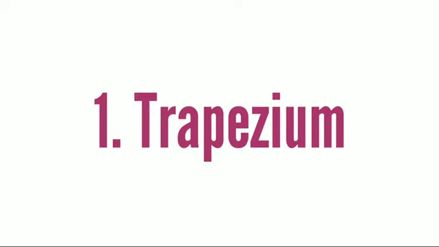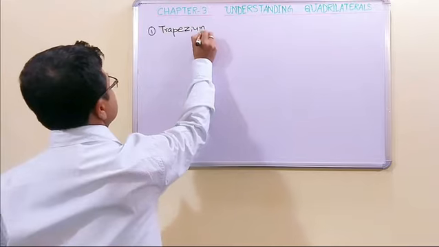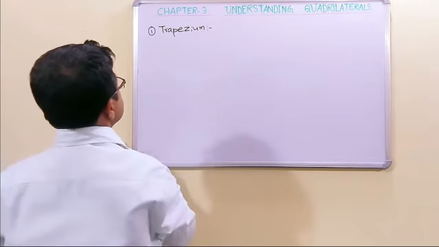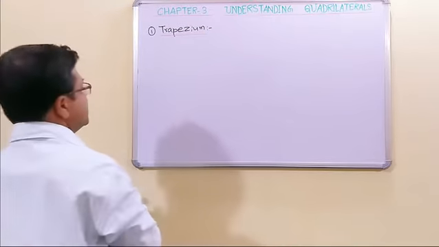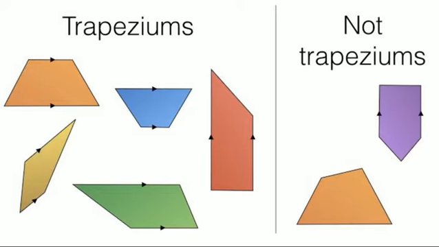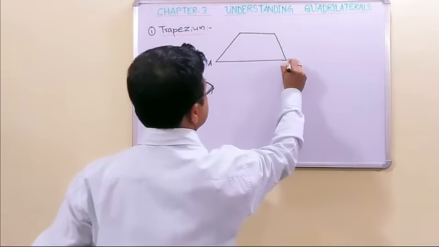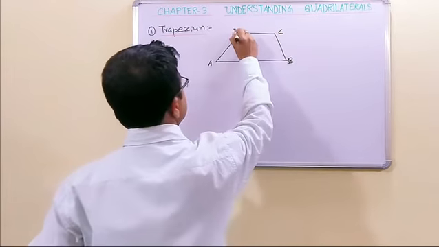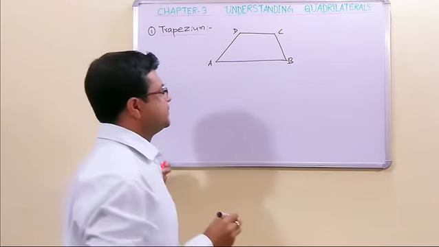It is a trapezium. Okay students, it is a trapezium. Now let us try to get the shape of a trapezium. We can name it A, B, C, D. Now what is the speciality of this quadrilateral?